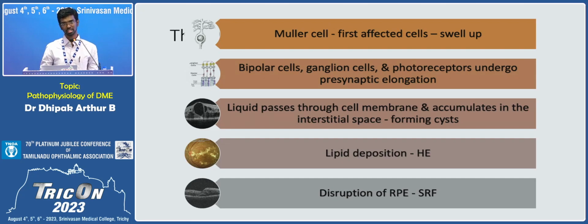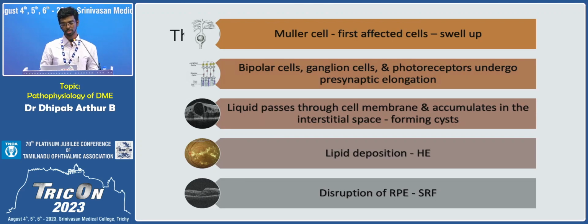When it is at an intracellular level, it is very reversible, and just normalizing the sugar levels gives a normalization of the values. But the next stage is when the fluid passes on to the interstitial spaces, that is between the cells. The fluid starts accumulating in the spaces, all those cystoid spaces start forming, and that goes to a level of irreversible damage. And that is when all our treatments and anti-VEGF agents come into play.